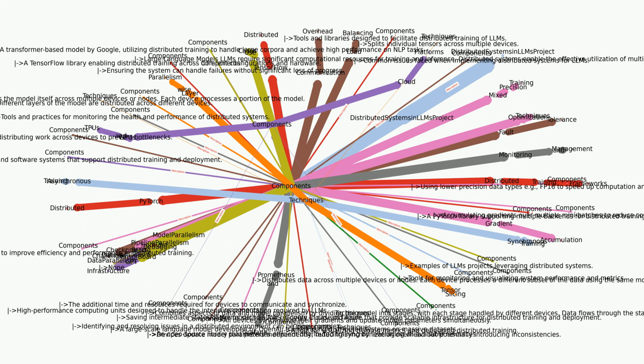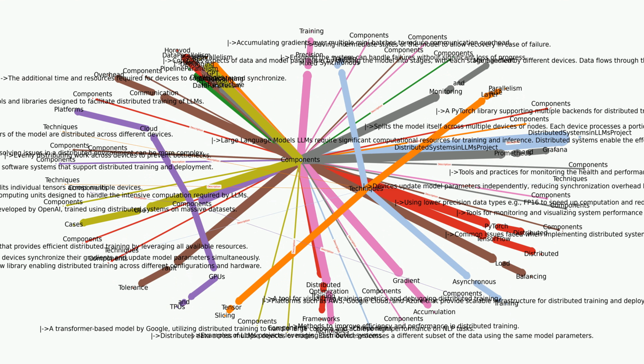Monitoring and management. Description: tools and practices for monitoring the health and performance of distributed systems. Examples: TensorBoard. Description: a tool for visualizing training metrics and debugging distributed training. Prometheus and Grafana. Description: tools for monitoring and visualizing system performance and metrics.